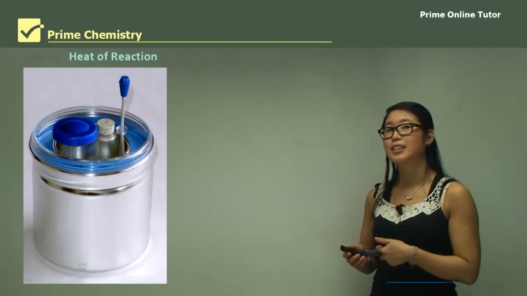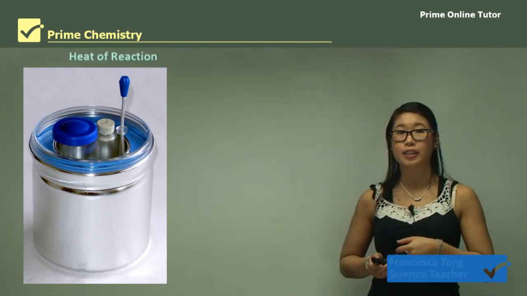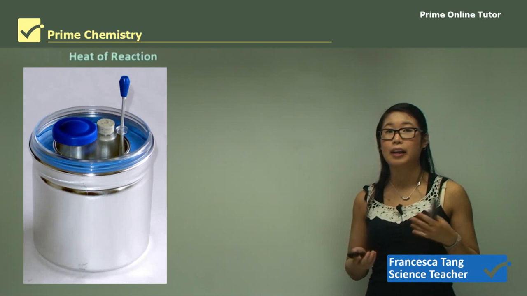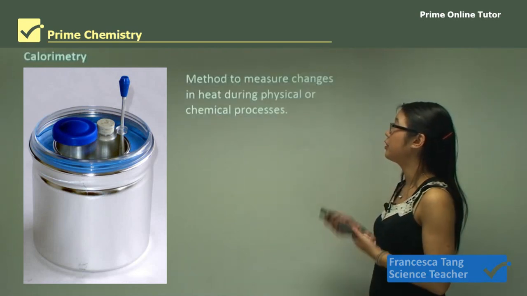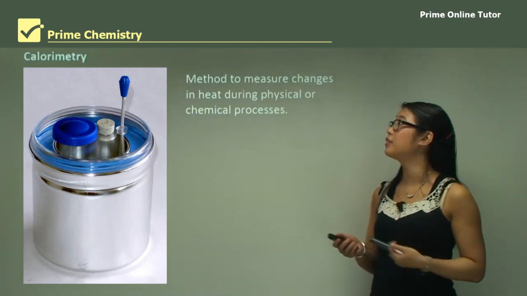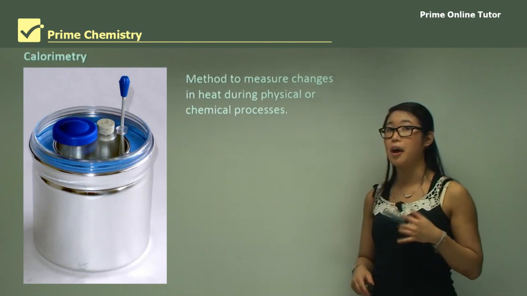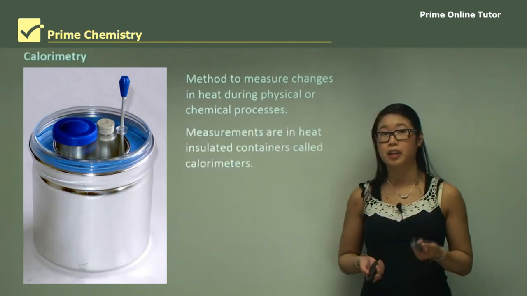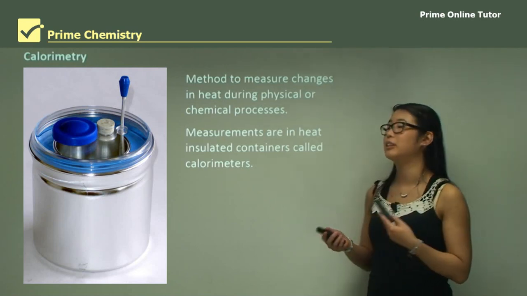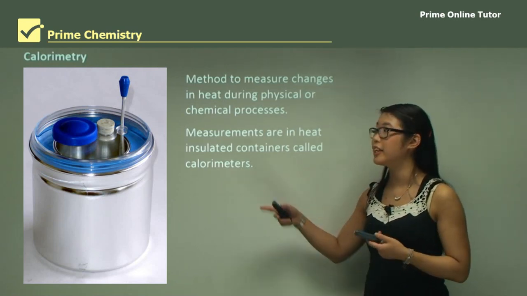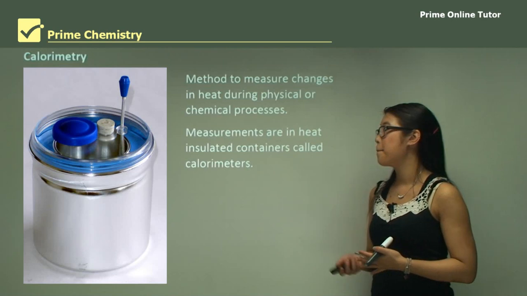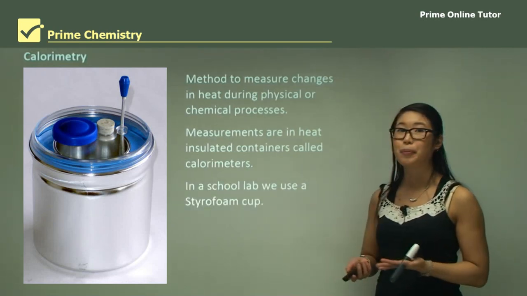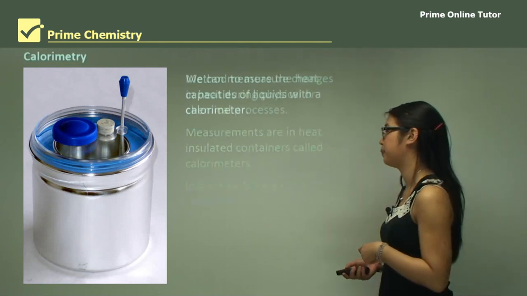Hey guys, this lesson we're focusing on heat of reaction. So when we're looking at heats, remember we're thinking about calorimetry. Calorimetry is a method to measure changes in heat during a chemical process. Measurements in heat are made in insulated containers called calorimeters. The picture over there is just a fancy version of it, but in the school lab, we usually just use a simple styrofoam cup and styrofoam lid.